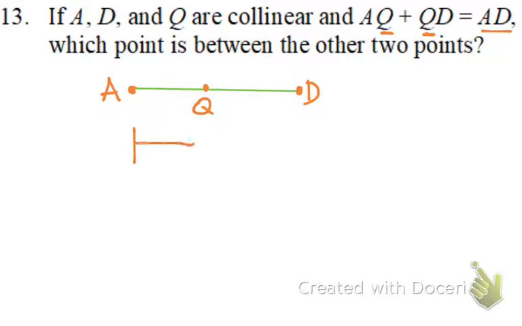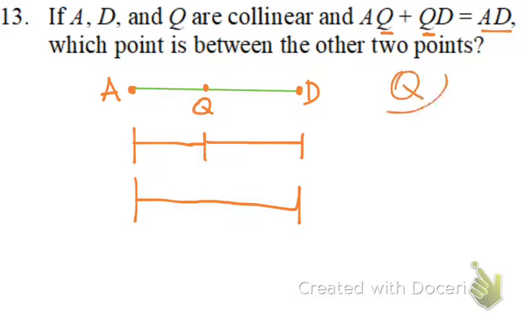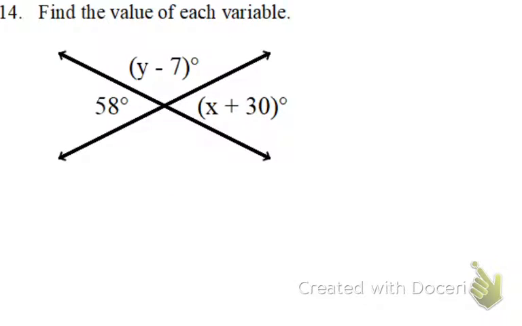And so this distance from A to Q and then the distance from Q to D will total the distance from A to D. So which point is between? Q. It's between the other two.